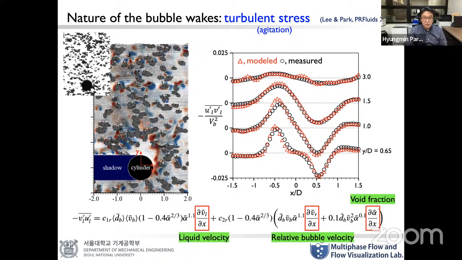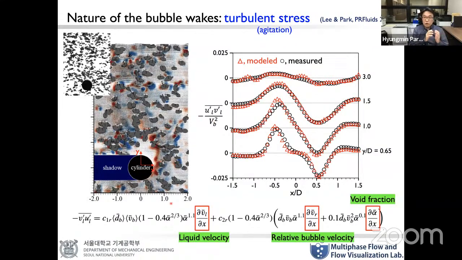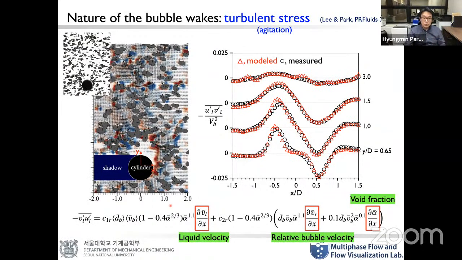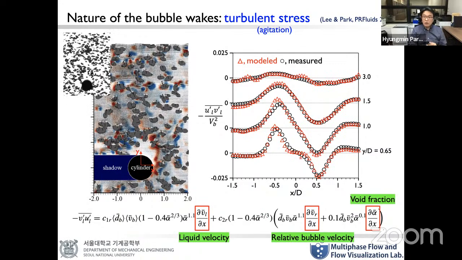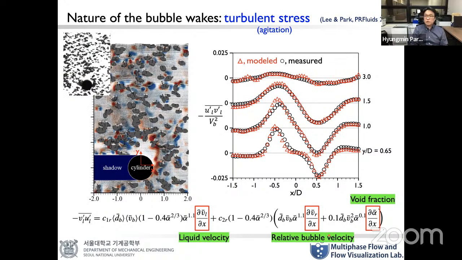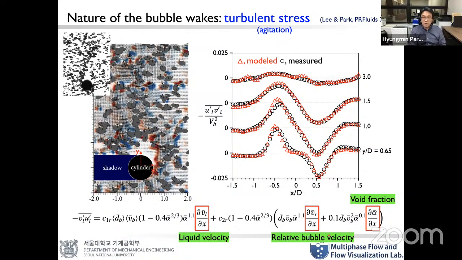I'm not going to talk about the details of how we got this, but just by modeling the individual bubble wake, we were able to model this Reynolds stress in terms of the liquid velocity gradient, the relative bubble velocity gradient, and the gradient of the void fraction. As you can see for this problem, the measured Reynolds stress and the modeled Reynolds stress using this long equation show a great agreement with each other. So again, we can see that the relative bubble velocity and its gradient are very important to understand the turbulent nature of the bubble-induced agitation.